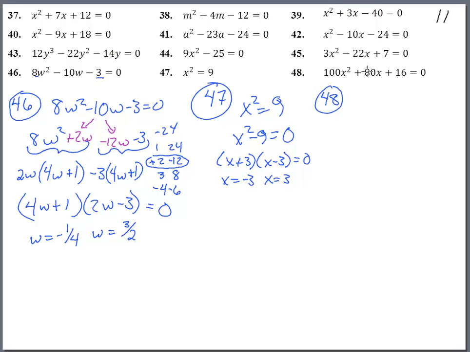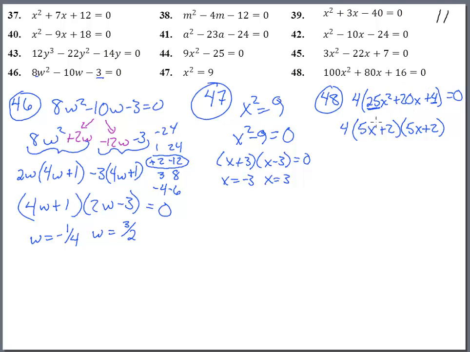Ooh, 100x squared plus 80x plus 16. Is there anything common that we can pull out of there? Maybe a 4? 25x squared plus 20x plus 4. Okay. I'm seeing a couple of special squares right here and right there. That means we could have 5x plus 2 squared.